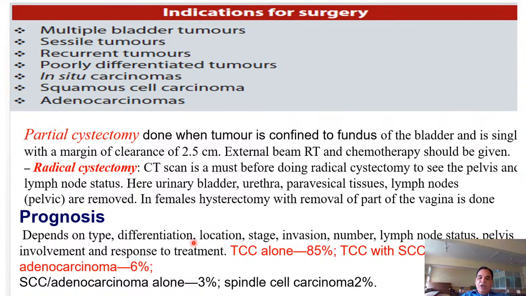Prognosis, it depends on the type. If it is TCC alone, that means transitional cell carcinoma, 85%, 5 years survival. TCC with SCC, very poor, 6%. And only SCC, that means squamous cell carcinoma or adenocarcinoma, only 3%. So our TCC is the treatment of choice. For us, if patient had TCC, we are happy. If patient has got SCC, we are sad.